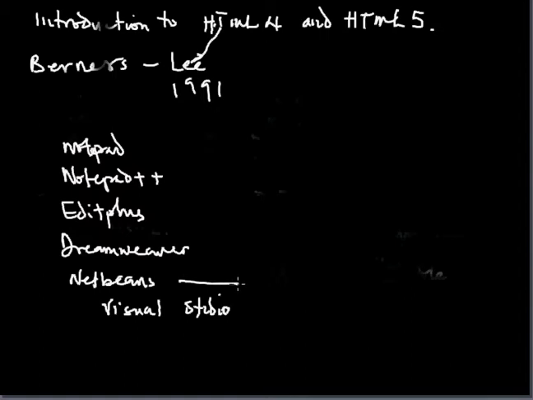NetBeans is used by people programming Java. You must have heard about that, but I won't go deep into it, because that's another course on its own. Visual Studio is used by people who make use of C#. All these are beyond our scope in this lecture. Dreamweaver can be used for Java, C# and HTML. Edit Plus can be used for HTML. Notepad can be used for HTML.